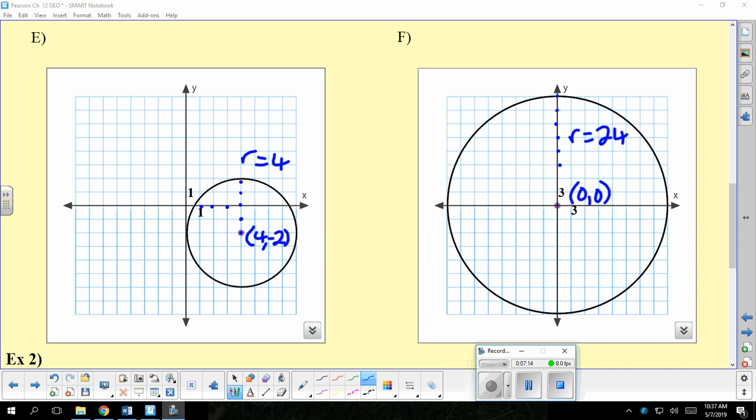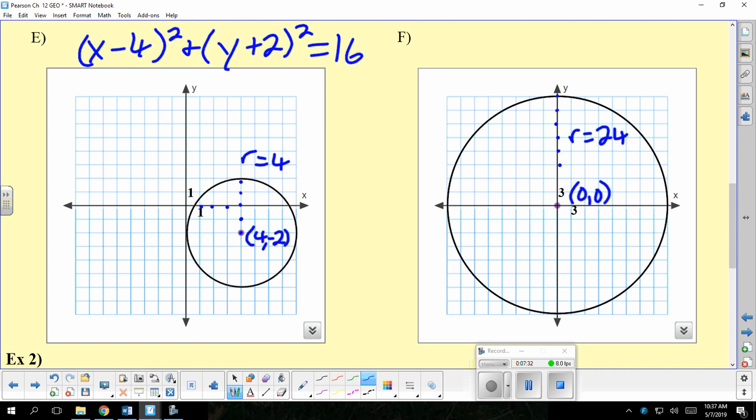So the equation of this circle, let's start with our center. X minus 4 squared plus y minus negative 2, which is plus 2 squared, equals the radius squared, which is 16.